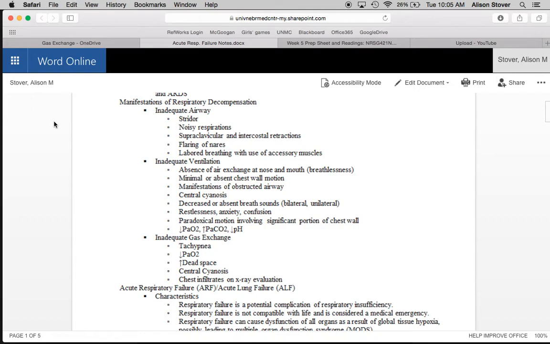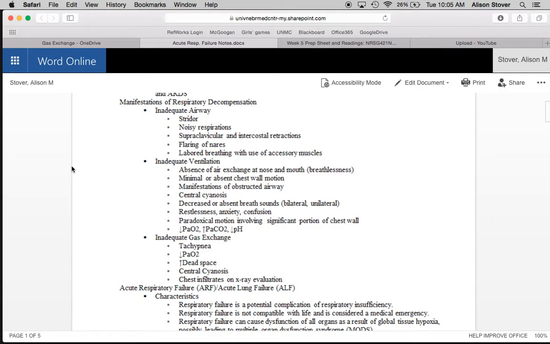So in an inadequate airway, your patient will have noisy respirations and stridor, which is that high-pitched upper airway wheezing, kind of. You may see retractions in the ribs, nasal flaring, and then the patient will be working really, really hard to breathe, and they'll be using those accessory muscles.